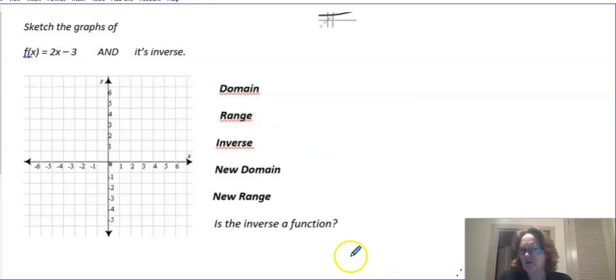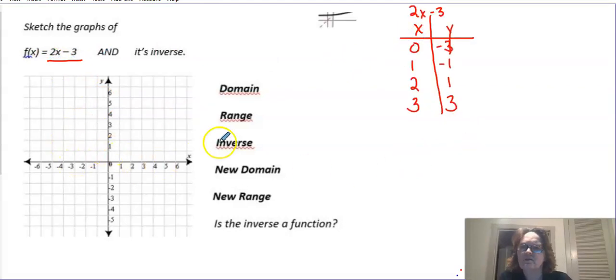So if you want to use color pencils or markers or whatever, you can do the same thing, because we're going to be drawing two different graphs on each coordinate grid. Now, I'm going to take the original function right here, and I'm going to create an XY table. So let's go ahead and plot these points and sketch the function.